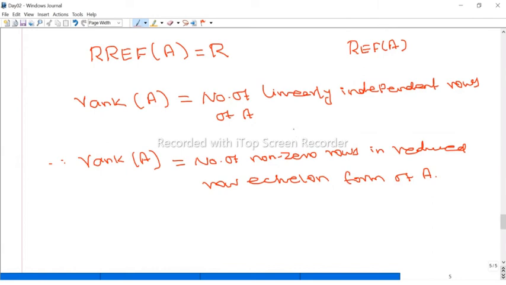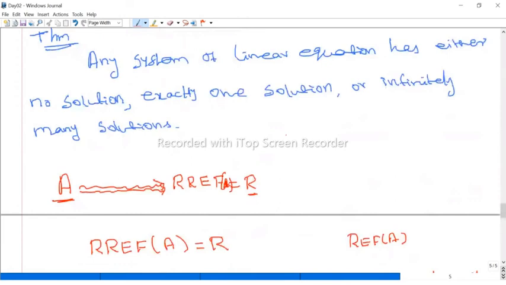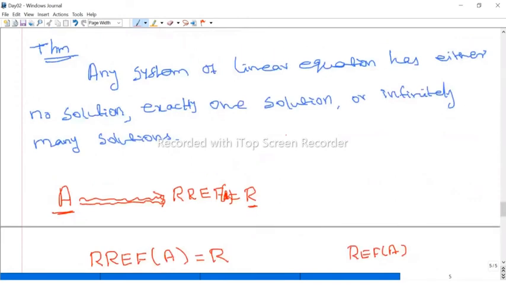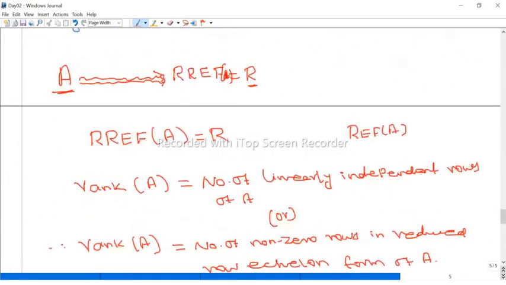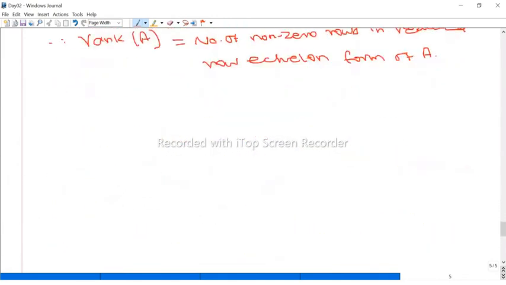Now we have defined the rank of the matrix in two different ways: either the number of linearly independent rows, or the number of non-zero rows in the row echelon form of the matrix. You can use either one. Now our aim is to state when a system of equations has no solution, exactly one solution, or infinitely many solutions. That is very important.